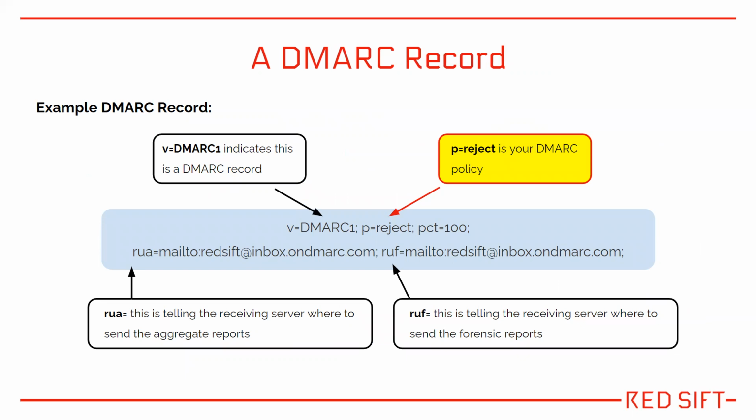And what does this record do? We can see on my screen the current record has p=reject and pct=100, which means that we have a policy to reject any unauthenticated emails on behalf of this domain. We also have an RUA, which is an aggregated reporting address where DMARC XML reports will be sent every 24 hours. And we also have there an RUF address where forensic reports will be sent every 24 hours. This record contains a policy, and this is the policy we will use to enforce DMARC on services sending on behalf of your domain.